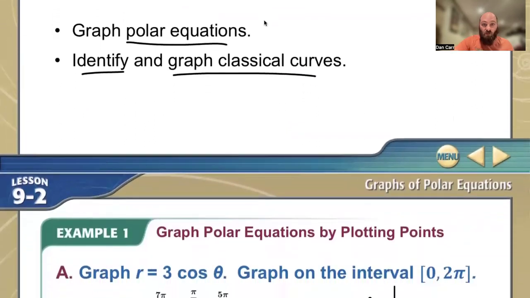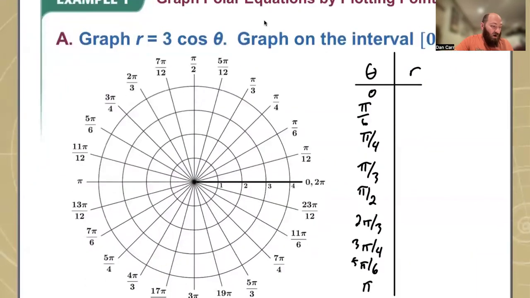When we look through these, our first case is going to be r is equal to 3 times the cosine of theta. This one's a little bit different than what we did before. We just did polar coordinate points, r equals 2.5, which creates a circle. Now with cosine theta, it's going to create an interesting curve. In fact, it's going to create kind of a circle, but it's going to look a little bit weird on my polar grid here.